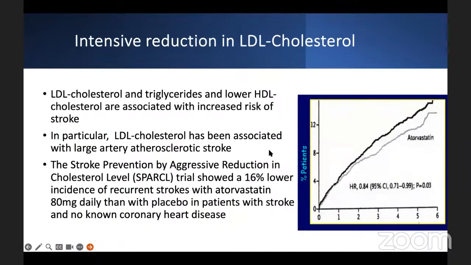So most of you also said that you wanted the LDL target to be lower in this patient. 4.3 was a bit high, and you wanted it to be around 1.8. And so your answer is correct. It's based on evidence from the SPARCL trial, which showed that aggressive lowering of cholesterol lowered recurrent stroke risk by 16%. And we are not talking about 10 milligrams of atorvastatin. We're talking about 80 milligrams of atorvastatin.